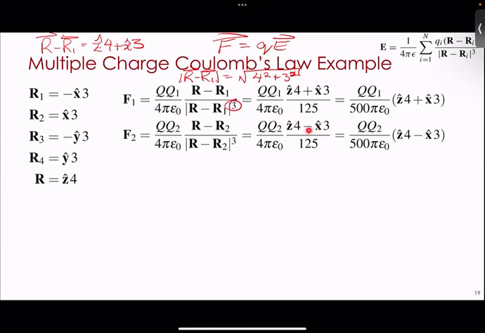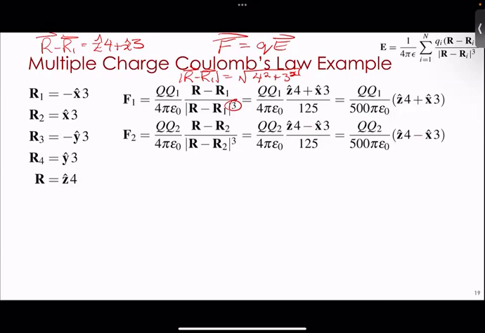The magnitude doesn't change though, right? Because it's 4 squared plus 3 squared, square root. So it's still 125 down here. Still times 4, still 500. At the end of the day, the only difference is that minus sign, which goes right there.